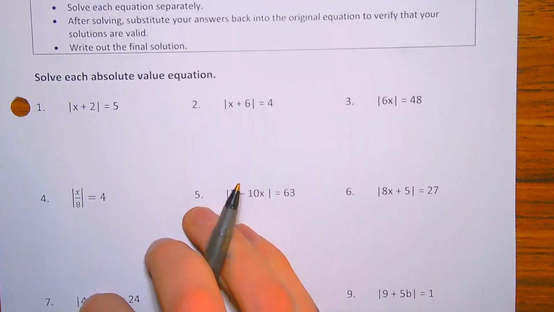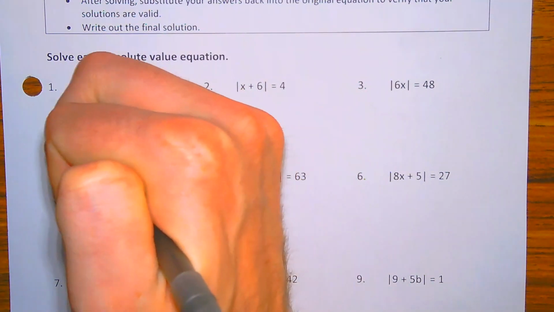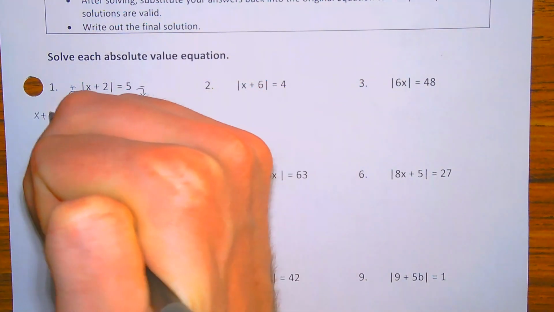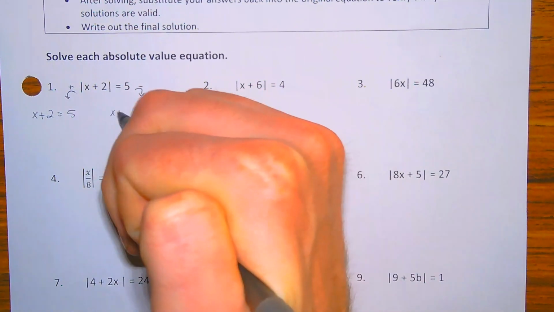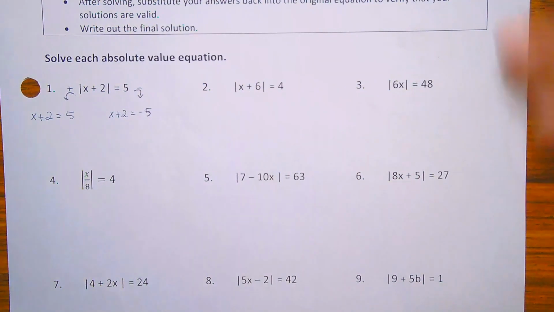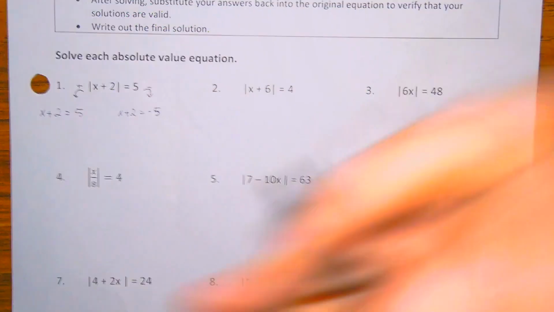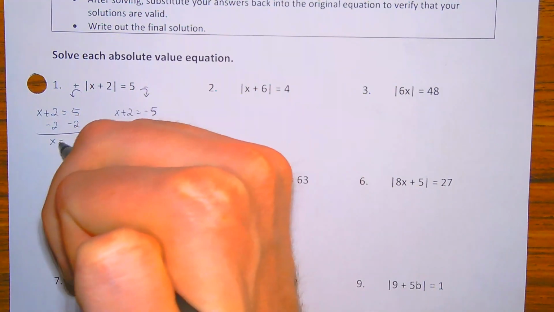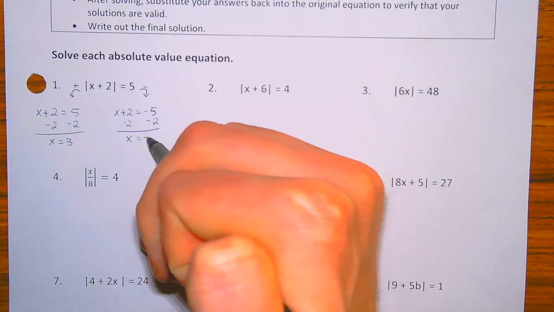The same is going to happen here for number 1, only this time we have a positive and a negative case. So if I rewrite it, I get x plus 2 is equal to 5. That's my positive 5. And x plus 2 is equal to negative 5. I have to account for both because x plus 2 is 5 units away, meaning negative 5 and 5 away from 0. Then I solve it like a normal equation. So x is equal to 3, and x is equal to negative 7.